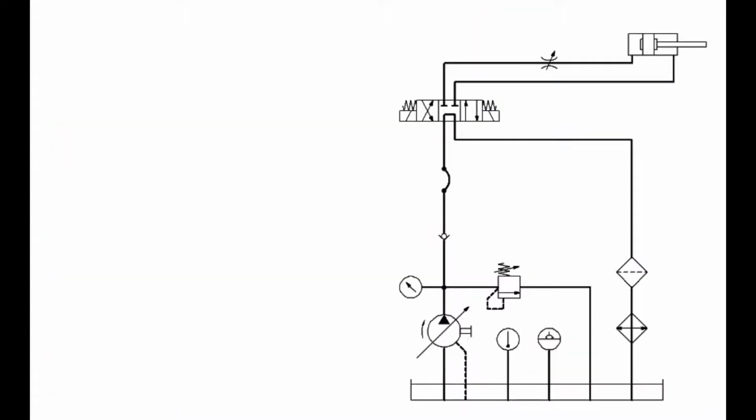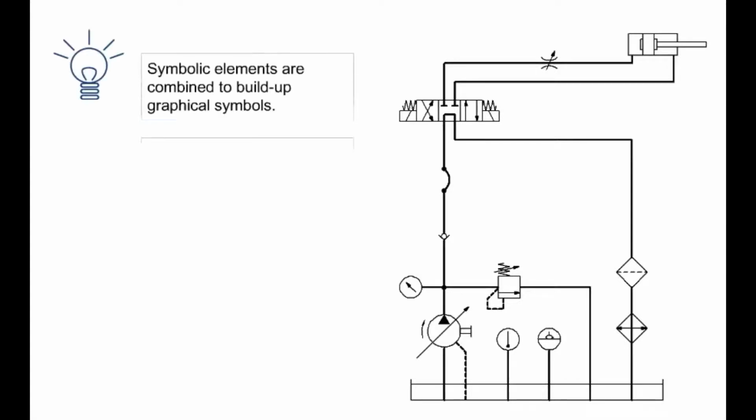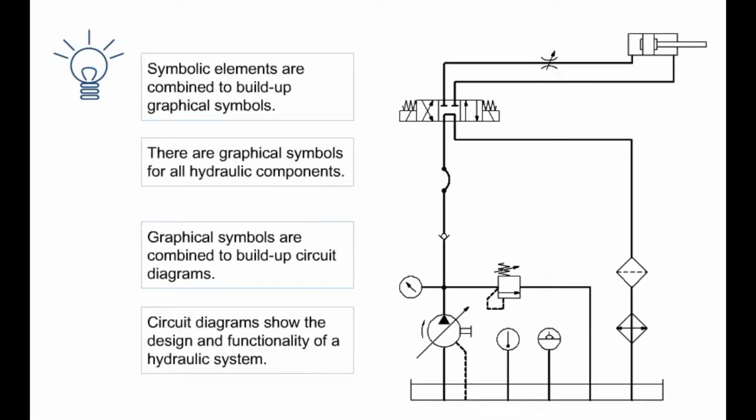The symbols for the various hydraulic components are combined together in a schematic diagram of the hydraulic system. These diagrams show which components are present in the system and how they are interconnected with each other. This allows the function of the system to be determined.